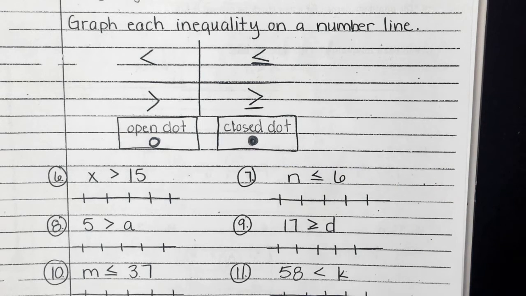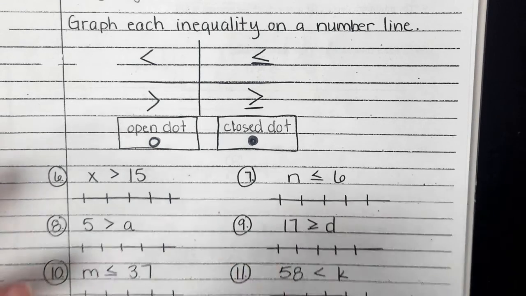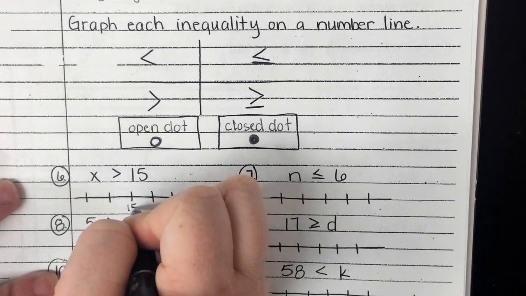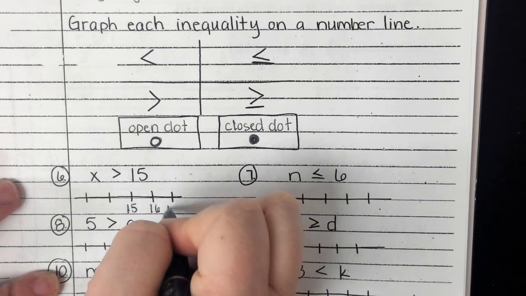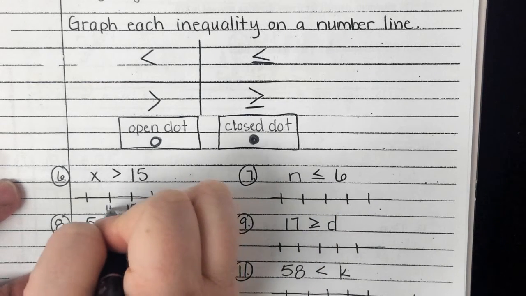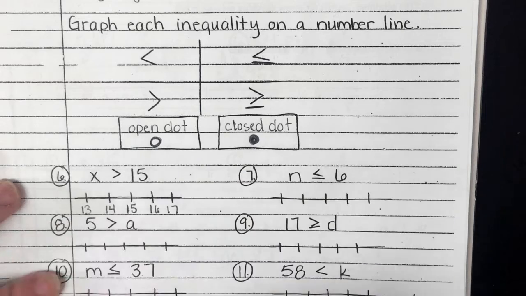All right, so let's look at number 6. So first of all, I want you to notice on these number lines, you see all of them have 5 marks. When you make a number line, it needs at least 5 marks. Can it have more than 5? Yeah, absolutely. Can it have less than 5? No, you need at least 5, all right? So I know 15 is going to go on here, so I'm just going to put it in the middle. 15, 16, 17, and then here we'll have 14 and 13.